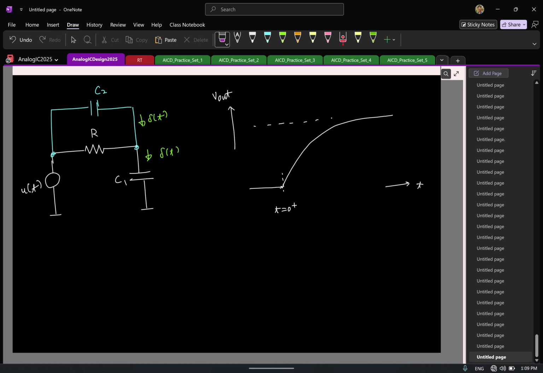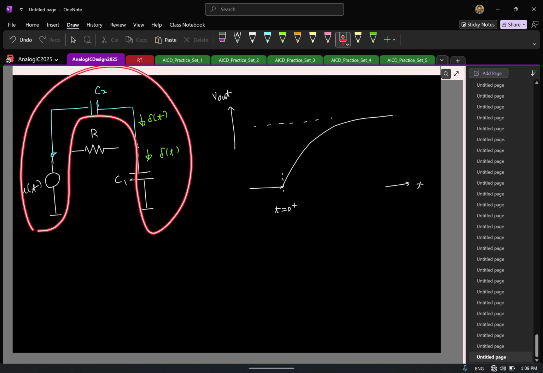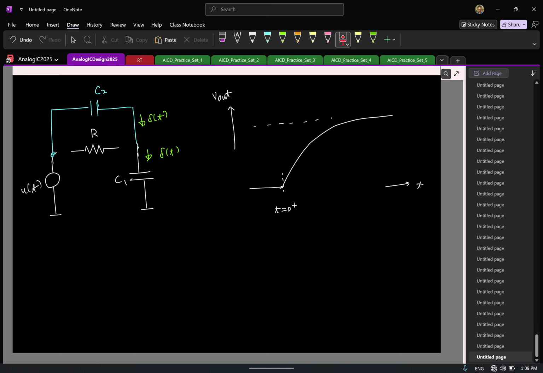So at t equal to 0 plus, you can loosely say that the resistor is not active. So which means you have a situation like this. So what will happen to the voltage now? Now you have a circuit that looks like this, correct? So you have an input voltage and 2 capacitors. So what is the output now?